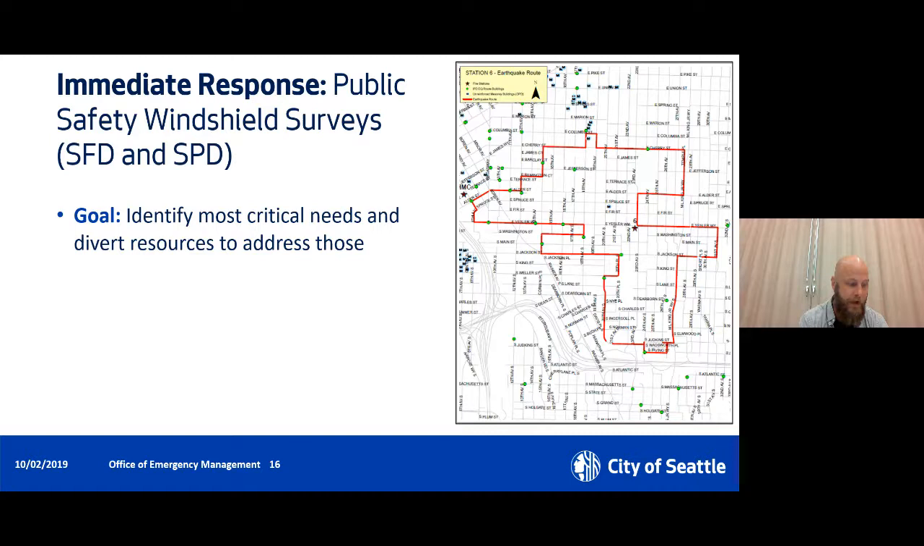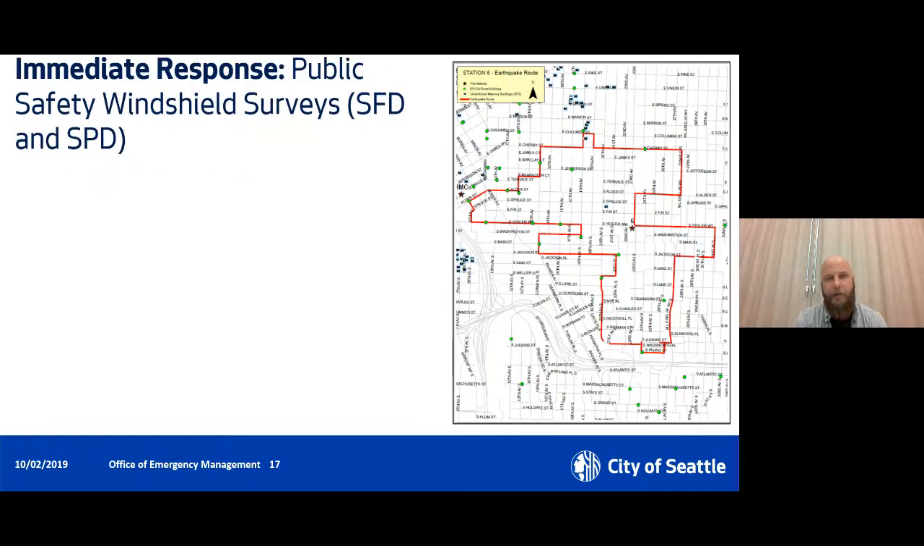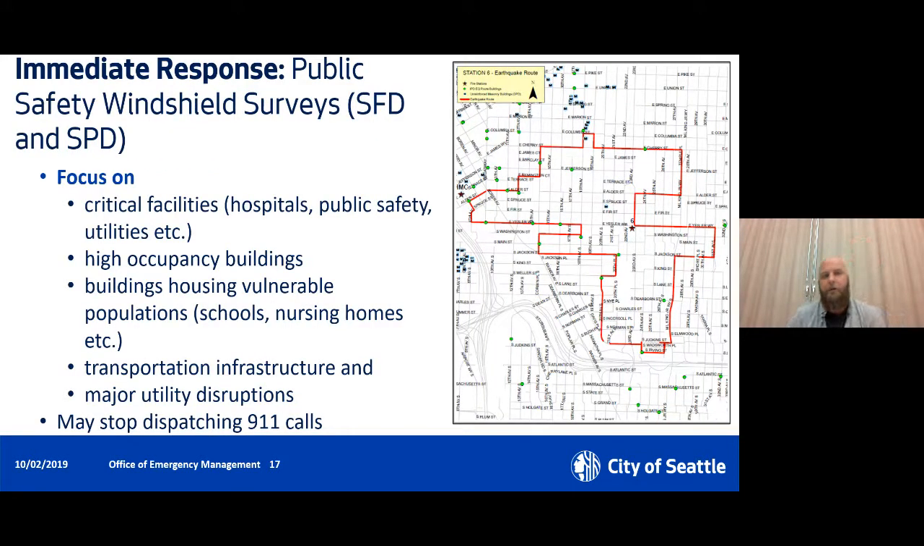So as I mentioned, there's not going to be enough resources in the city to adequately respond. So the first thing that they're going to do is drive these routes, and the focus is on critical facilities first. So hospitals, public safety facilities, utilities, those are things that they're going to look at on that route. High occupancy buildings, so high rises, other office buildings, places where there are likely a lot of people. And this may depend on the time of day, and they're going to adjust accordingly.